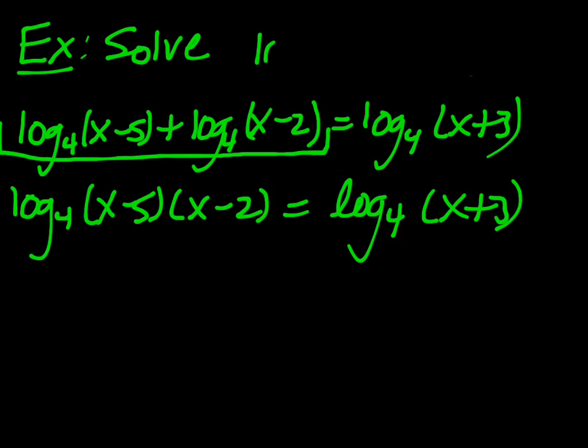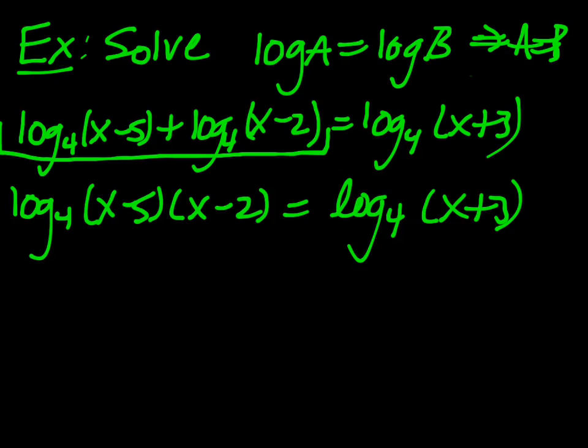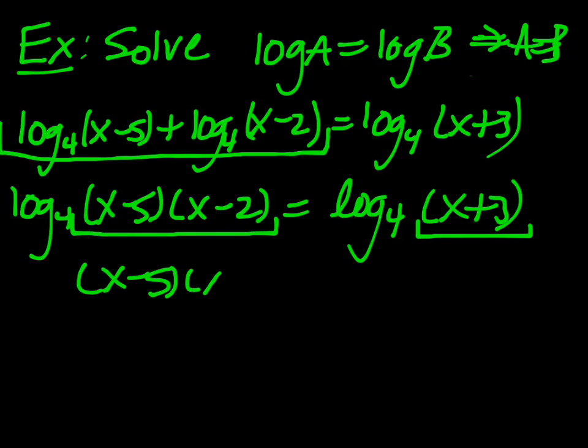So this is where we can use one of our other rules, which I'll write up here. If you have log of A is equal to log of B, then you can basically say that A is equal to B. We have that: this here is our A, and this here is our B. So log base 4 of that is equal to log base 4 of this. So essentially what we must have is (x minus 5)(x minus 2) is equal to x plus 3.